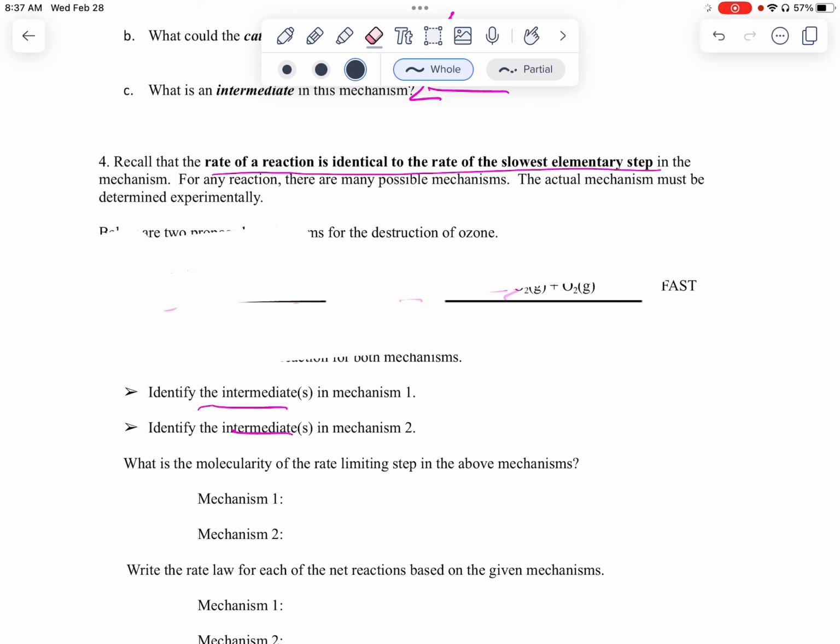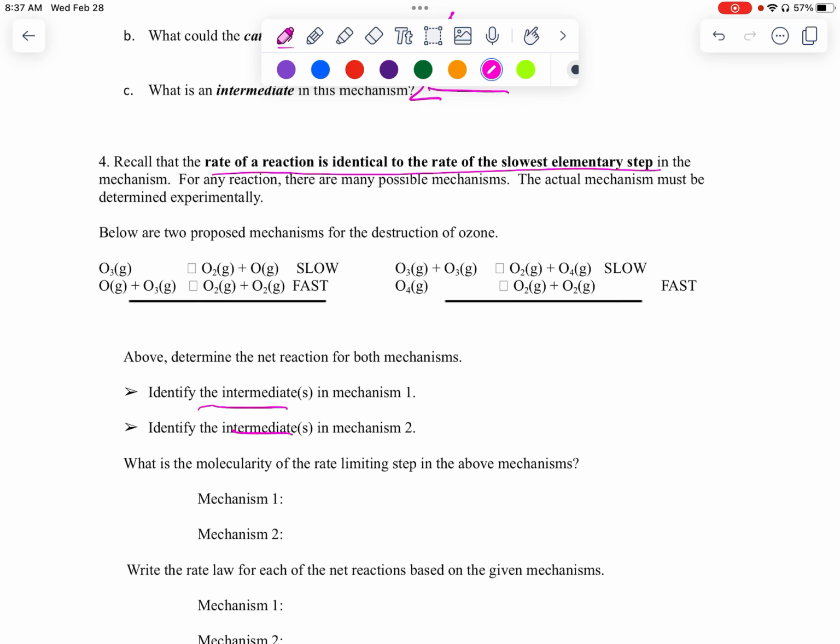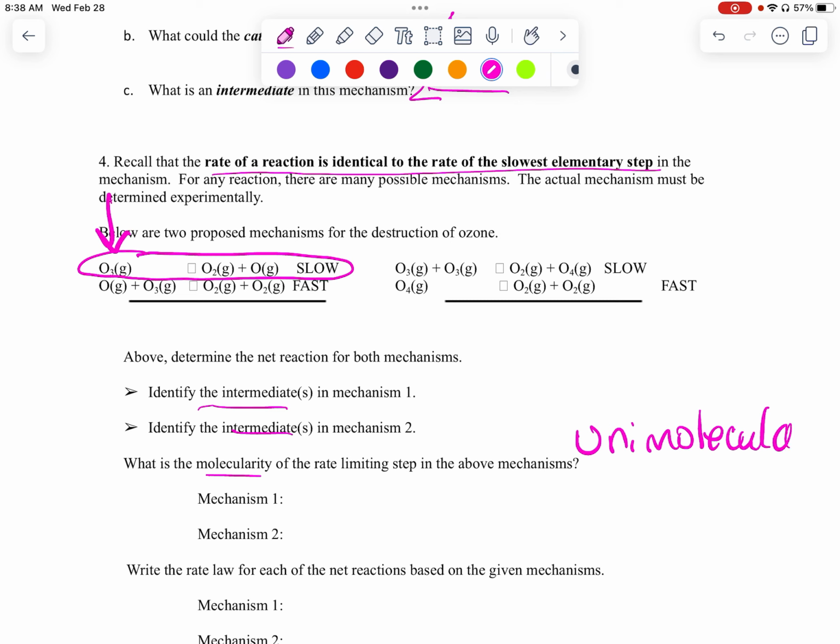What is the molecularity of the rate determining step? Let me erase this so we have some room here. Okay. Molecularity of the rate limiting step. So I want you to focus on the slow step. Molecularity is how many molecules are reacting. Well, right here, how many molecules are reacting? One. So we say that it is unimolecular. And if you look at the slow step here, how many molecules are reacting? Two. So we would call that bimolecular, all right?